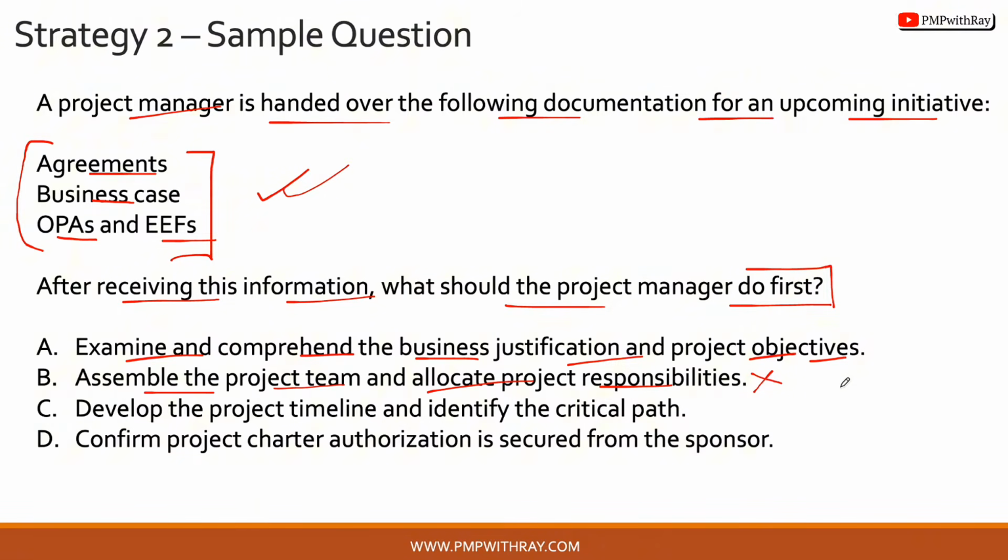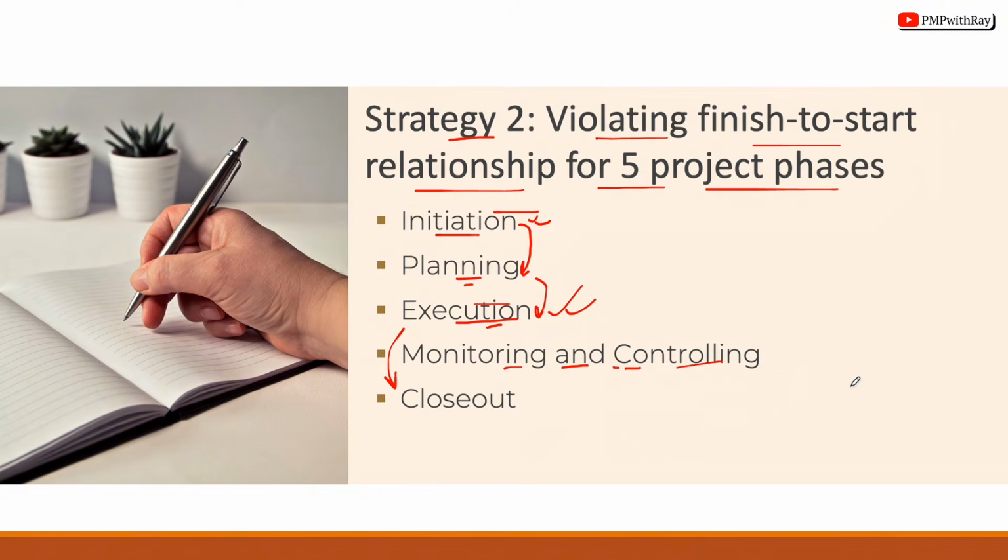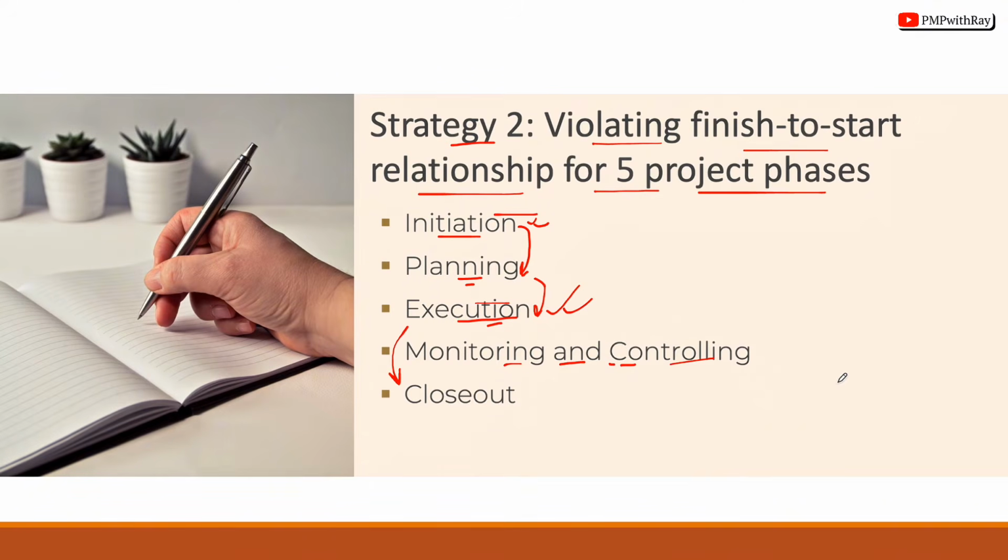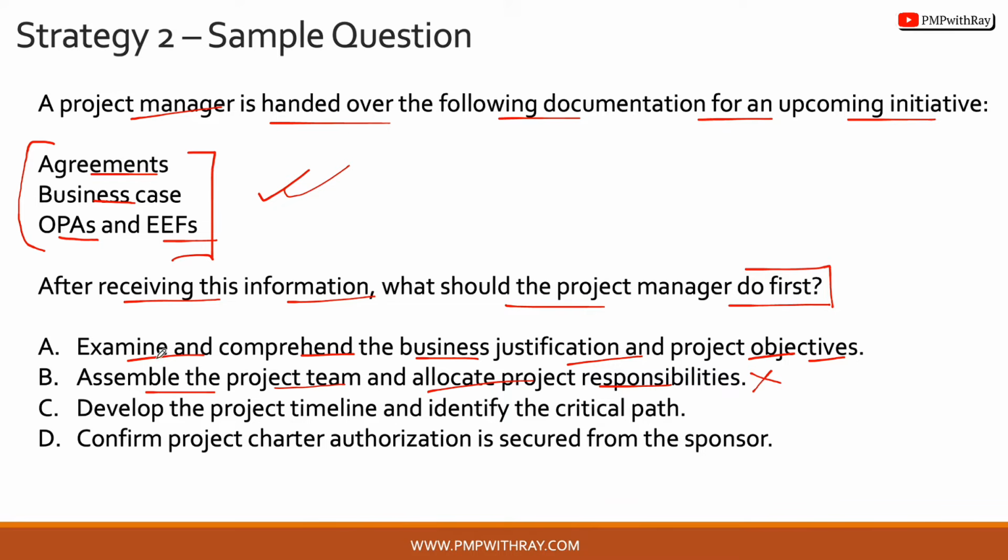Okay, so that is why this is a classic example where this overall finish to start relationship gets violated, and you are trying to do something which is in planning in initiation, which is incorrect, right? So that is why option B is incorrect. Let's look at option C.